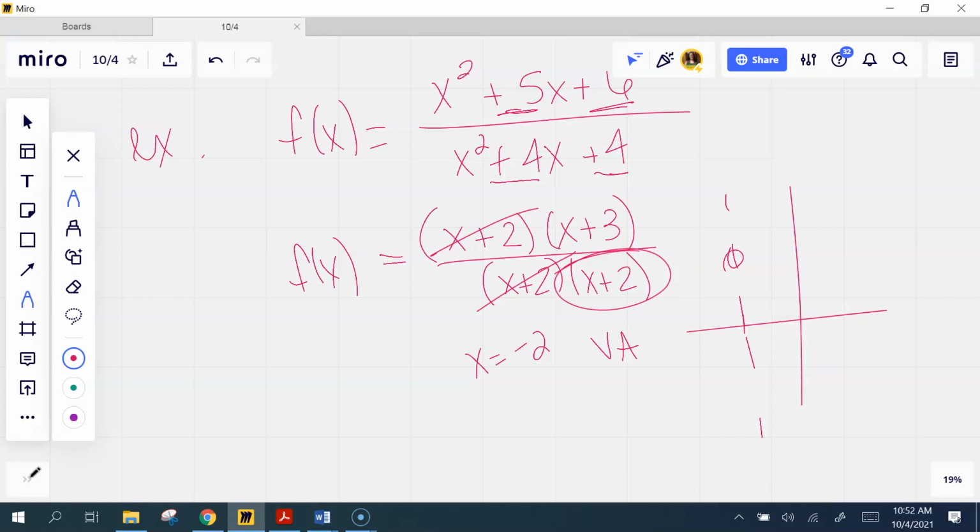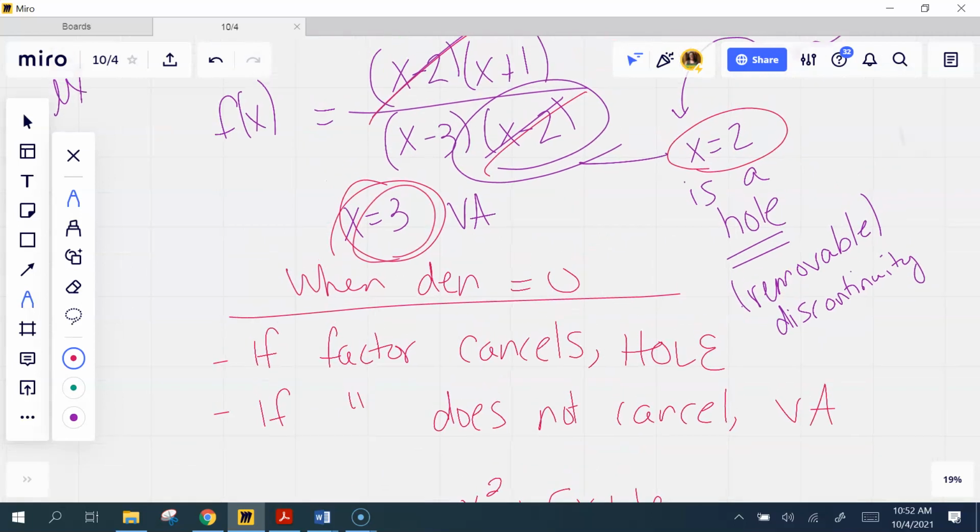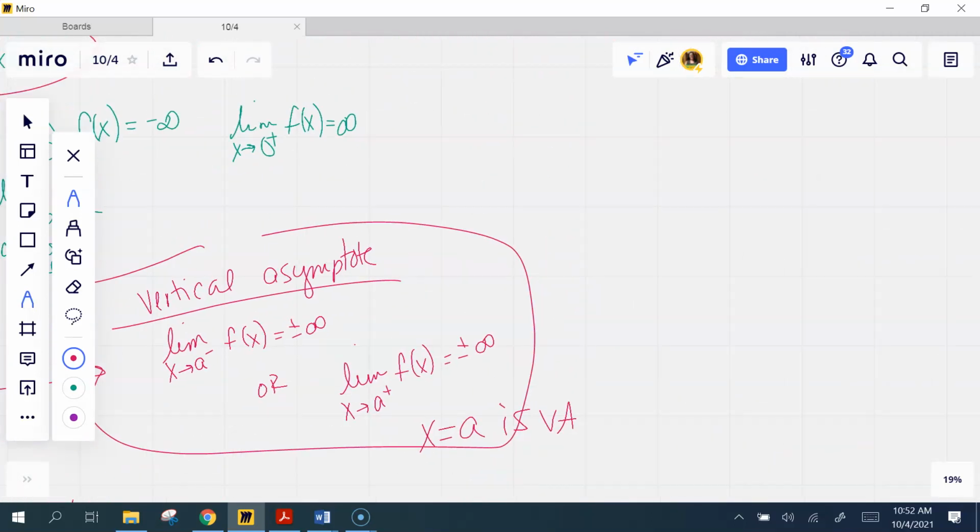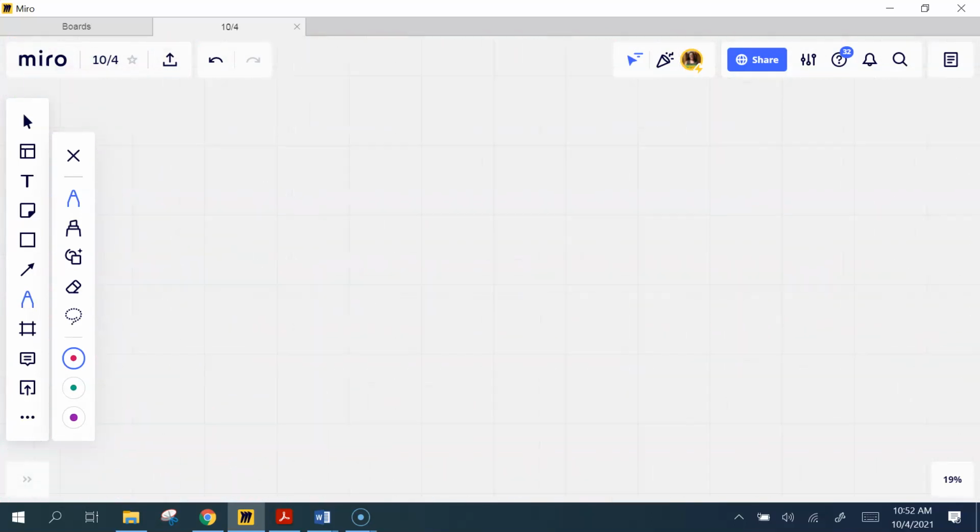Let's talk about horizontal asymptotes. I'm going to teach you a little nifty trick for horizontal asymptotes after I define them.